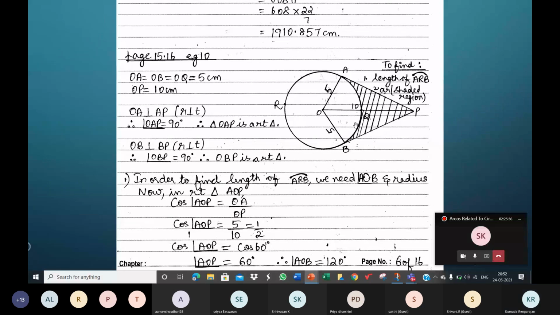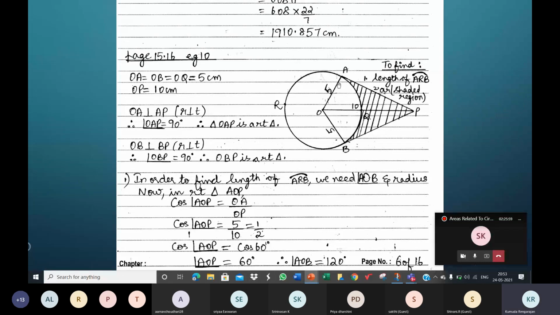Similarly, this is also a right triangle for the same reason. PB acts as a tangent, OB is the radius. At the point of contact B, they are perpendicular to each other. That is, from the radius to the tangent, the angle is 90 degrees. Angle OBP is 90 degrees, and angle OAP is 90 degrees.